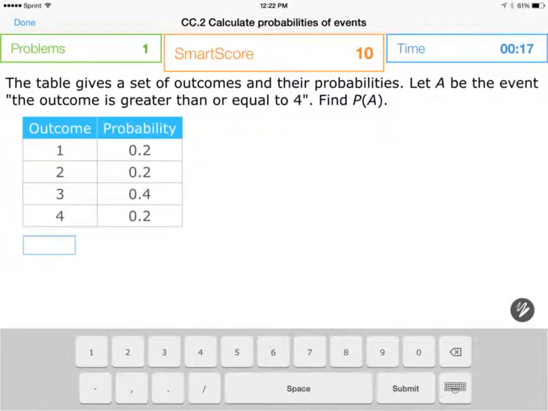Hey guys, just want to talk a little bit about CC.2 on IXL. That's one that you guys have had some trouble on. Let's look at this, guys. This table right here is just a way of telling us the chances of things happening.